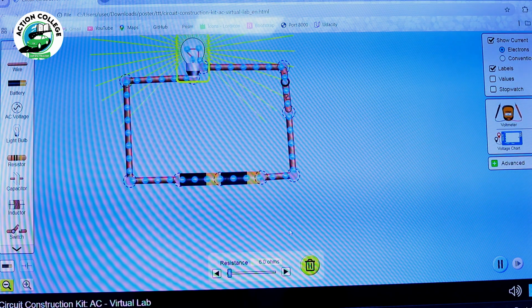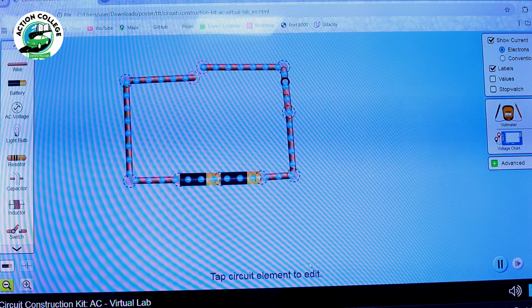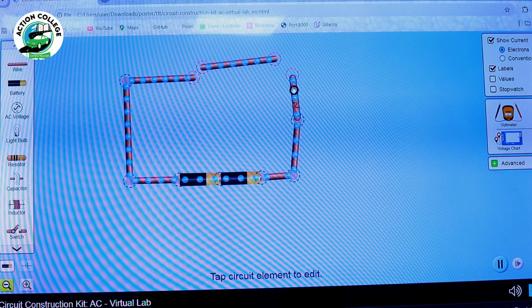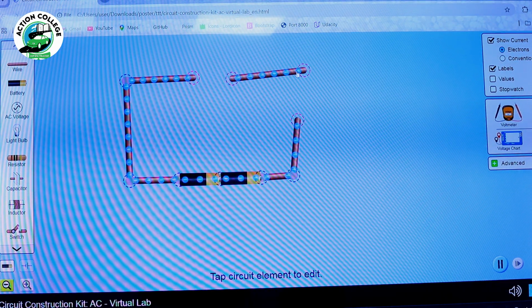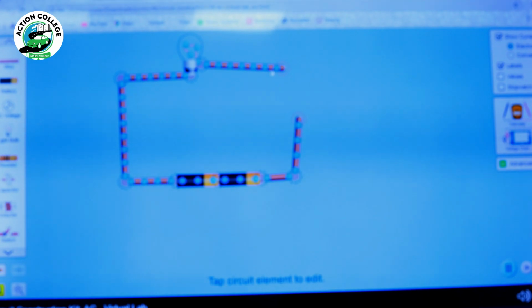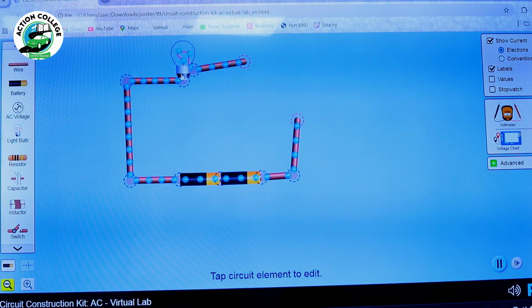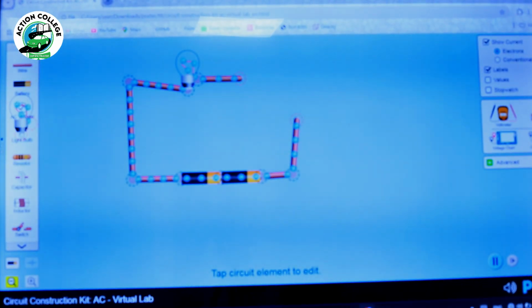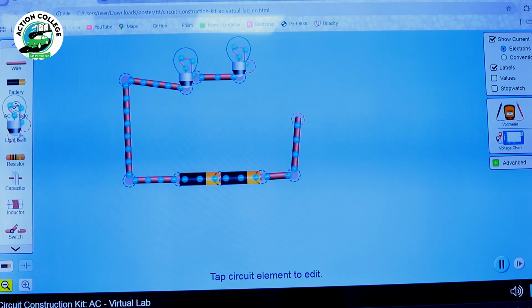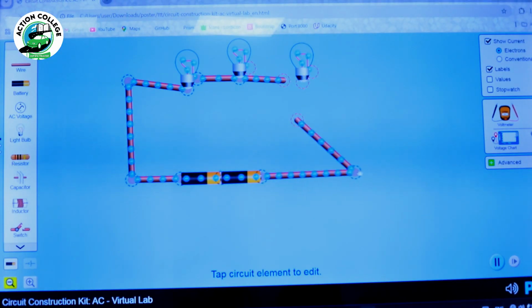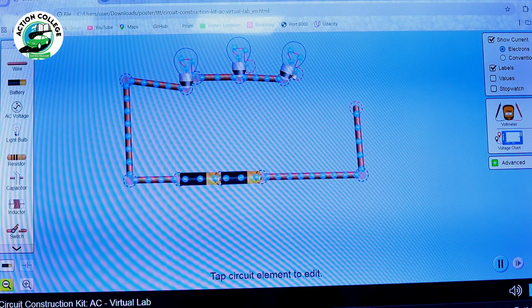Are we together? So let's proceed with the arrangement of resistors in series and in parallel. We're going to bring another resistor, which is an electric bulb, as I told you. This is the first one. We're going to connect them in series. I have to bring another electric bulb and put it here, and also bring another one, like here.